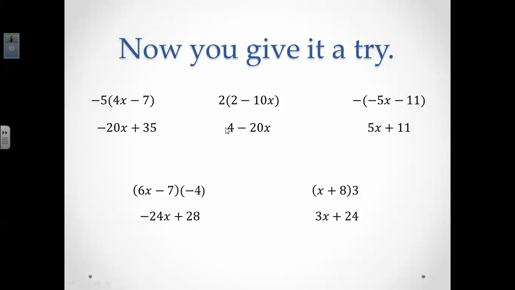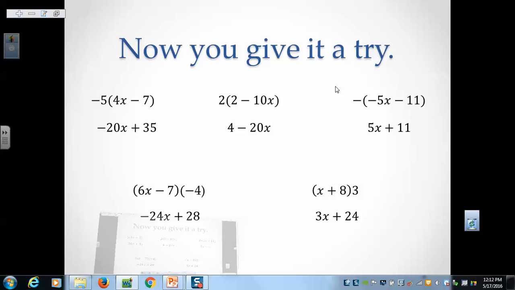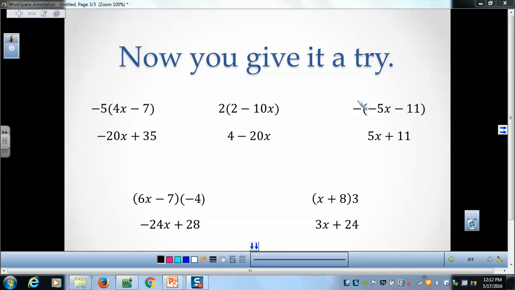Now I'm just going to talk about the third example here. Now remember, we see this negative here, and I'm just going to write this real quick. Remember that this really is negative 1 times all of this stuff. So if we see just a negative, it's really negative 1, so that's negative 1 times negative 5. So that's positive 5x, and then negative 1 times negative 11 is a positive 11.